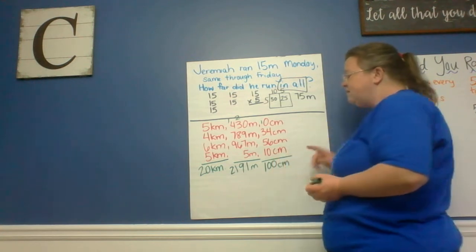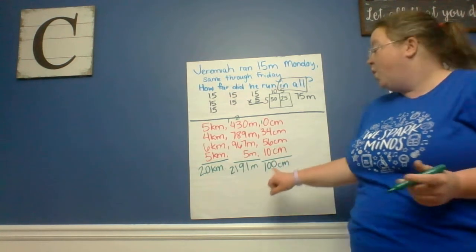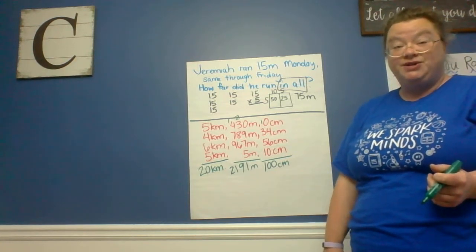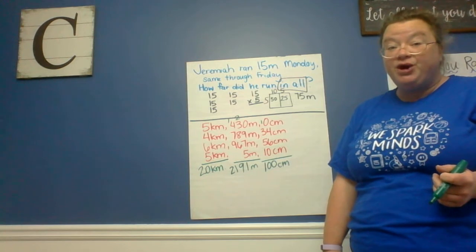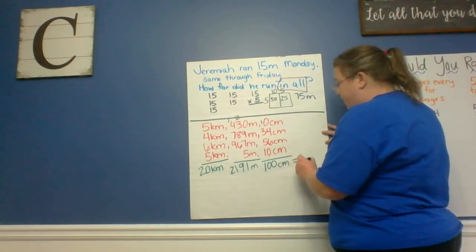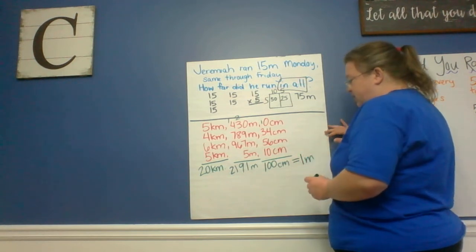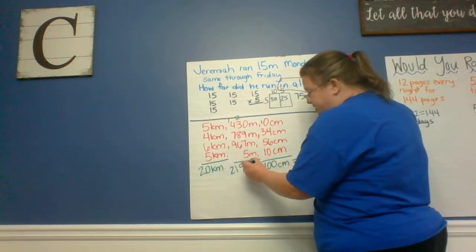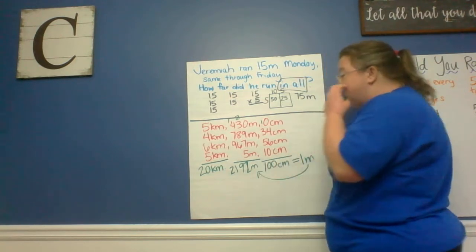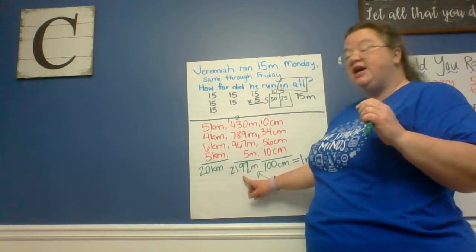Okay. Now, we're going to do a little bit of converting. What do you remember about 100 centimeters? What is that equal to? Do you remember from last week? You can go back and look at your slides or your notes. But this equals 1 meter. So I'm going to change this to a 2, and I'm going to have moved that over here. So now I have 2,192 meters.